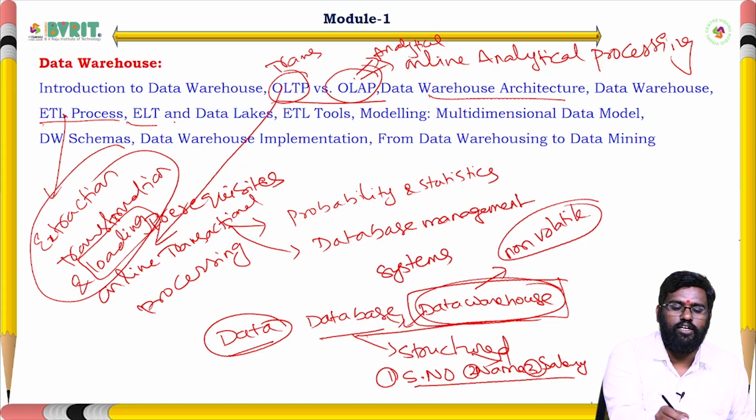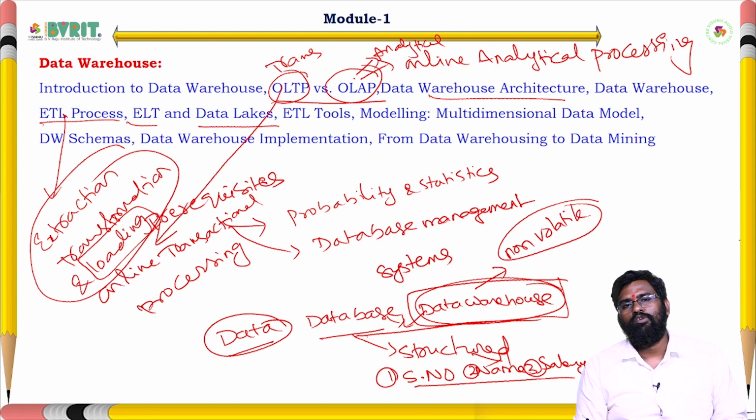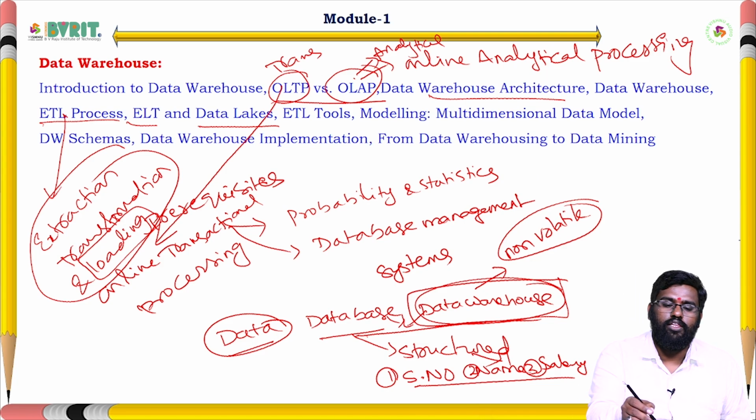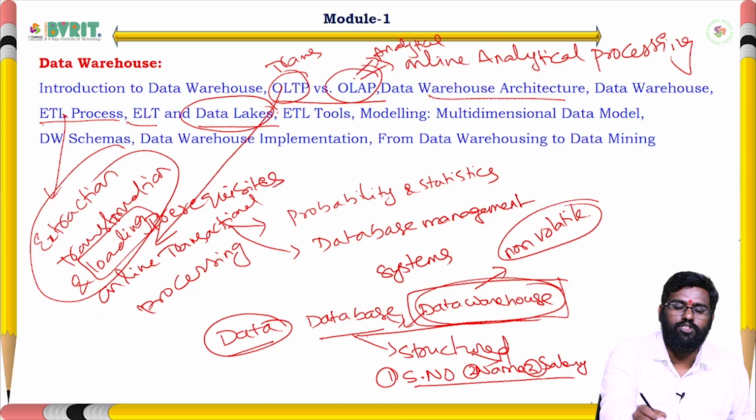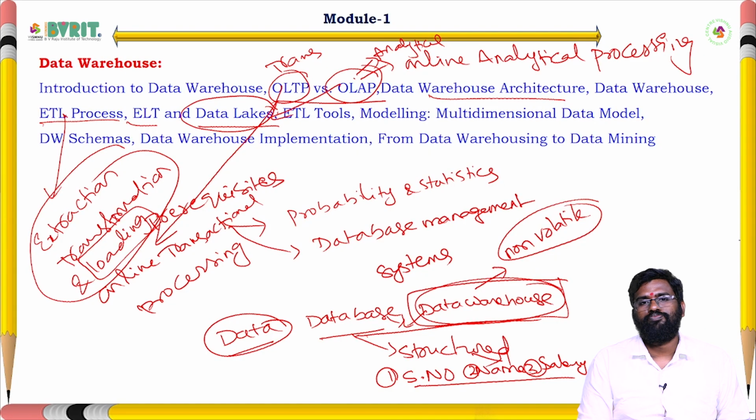That is ELT. Data lake means it is used to collect n number of multidimensional data from multiple sources. A data warehouse is used to store data from a single type of source. A data lakehouse is used to collect data from multiple sources, from multiple databases and multiple data warehouses. The data will be stored and analyzed by using the OLAP concept.